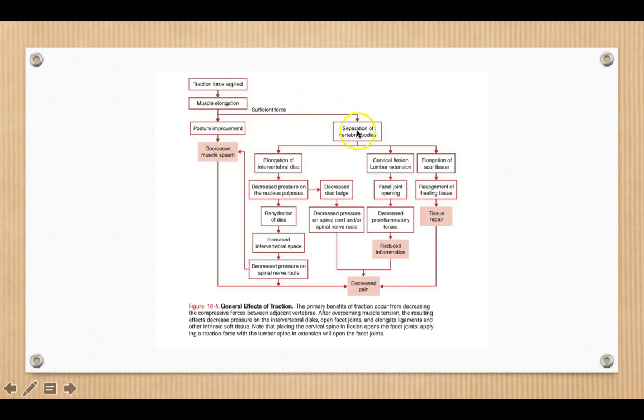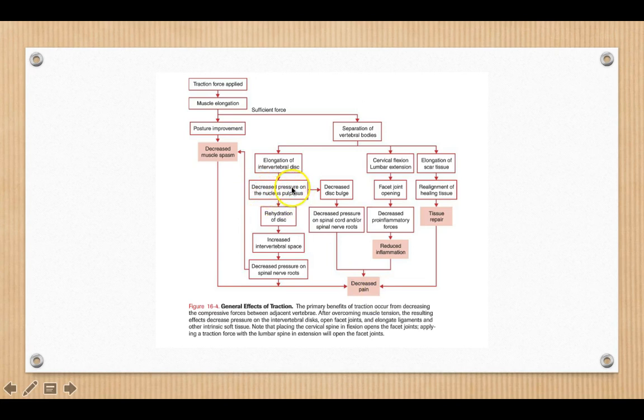If that force is sufficient, we can actually get separation of the vertebral bodies, and that can cause a couple of different things to occur. When we separate the vertebral bodies, that elongates the intervertebral disc, which decreases the pressure on the nucleus pulposus, so that it pulls in water. It increases the intervertebral space and can decrease pressure on the spinal nerve roots, which could also lead to decreased muscle spasms, as well as decreasing pain.